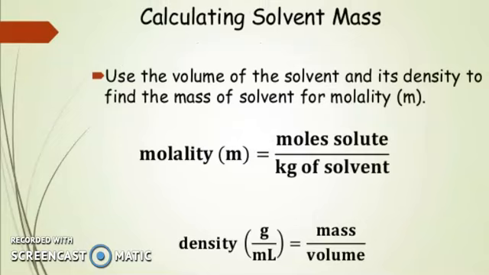Now, calculating solvent mass. Use the volume of the solvent and its density to find the mass of the solvent for molality. So molality m is equal to moles of solute divided by kg of solvent. Just remember, solvent in kg. That is very important. People are not focusing on this point, but you have to focus on it. Density is gram per milliliter, that is, mass per volume.